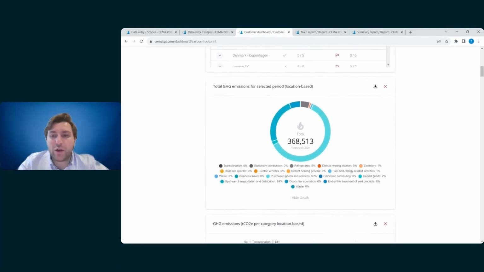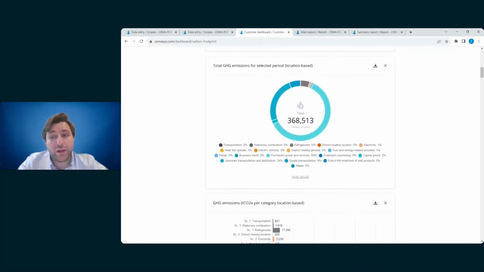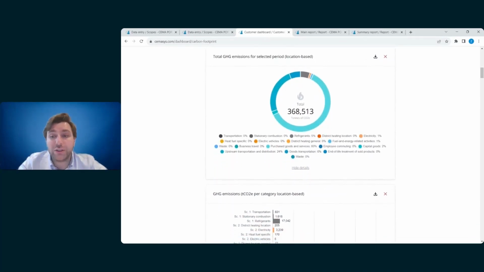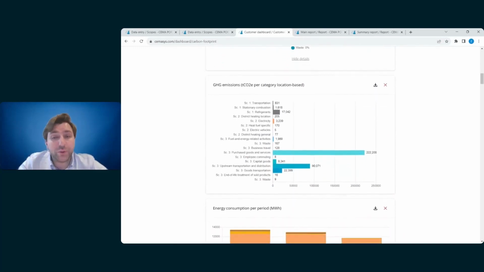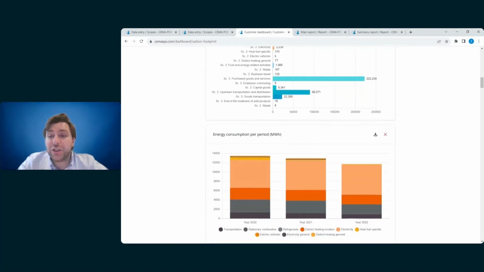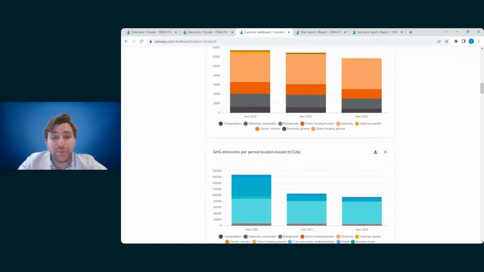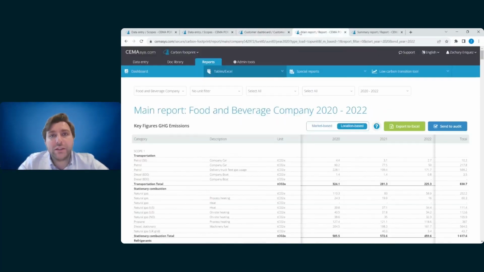But scrolling down, I think these graphs are amazing for quick visuals that point out your largest emission hotspots. You can also see each scope compared to each other, the energy consumption that you have, and your emissions per period. But now that I've shown you this, let's move on to the main report.